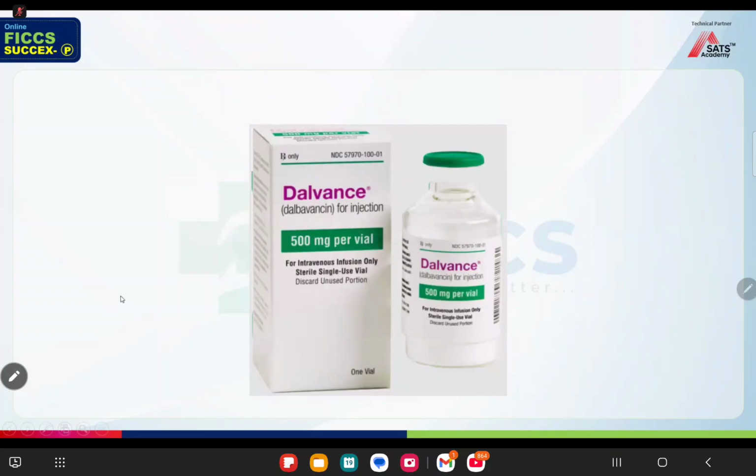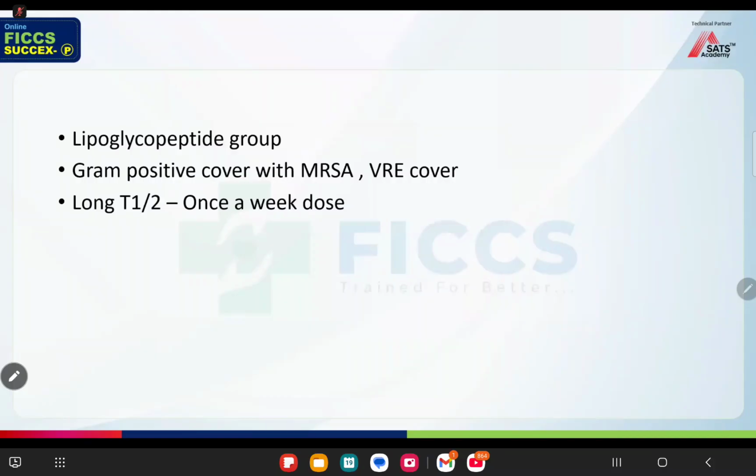Dalbavancin, rightly said, lipoglycopeptide group, once a day dosing, that is the benefit. It covers MRSA and VRE.